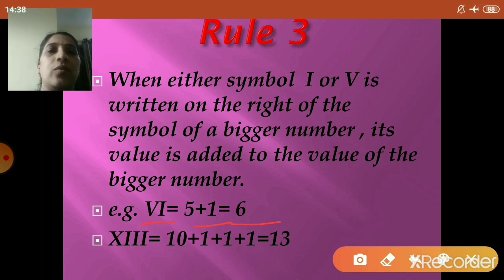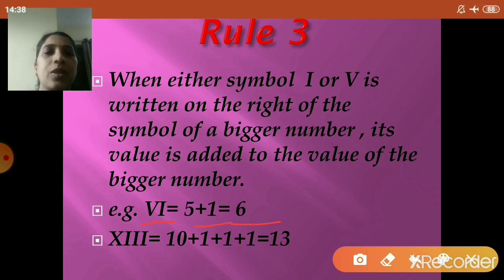So what was our rule? When the symbol I is written on the right of V, its value is added to the value of the bigger number. 5 is the bigger number, so plus 1 is added to it and it becomes 6.